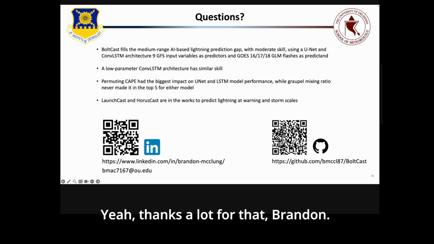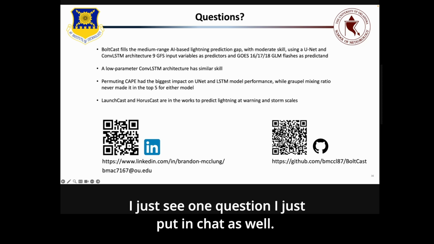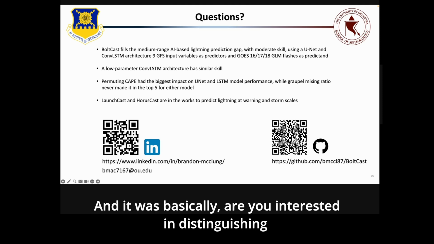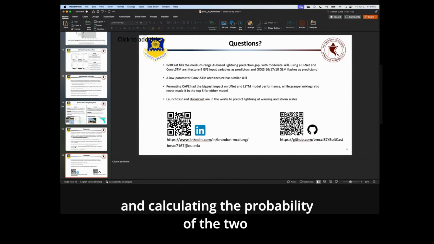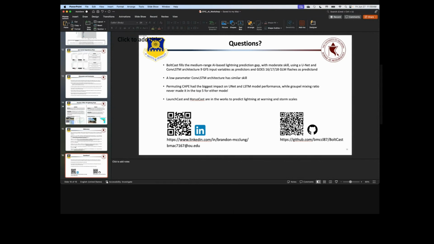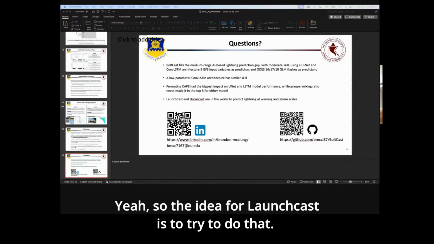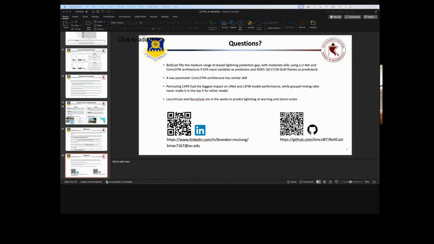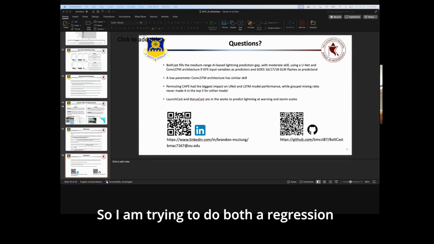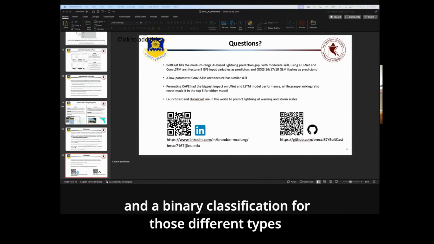Yeah, thanks a lot for that, Brandon. I see one question I just put in chat as well. It was basically, are you interested in distinguishing between intra-cloud and cloud-to-ground flashes and calculating the probability of the two within these AI models? Yeah, the idea for Launchcast is to try to do that because the Mesoscale Eastern Range Lightning Information Network does discriminate between that. So I am trying to do both a regression and a binary classification for those different types of lightning.